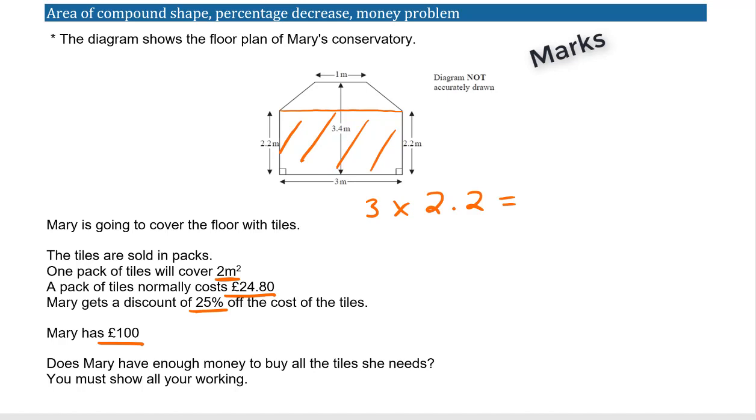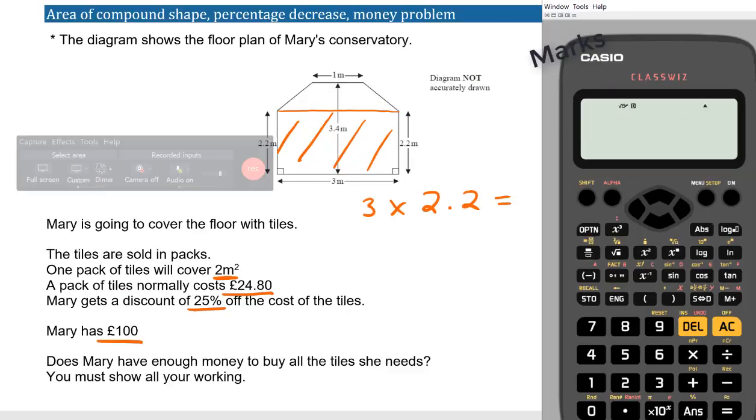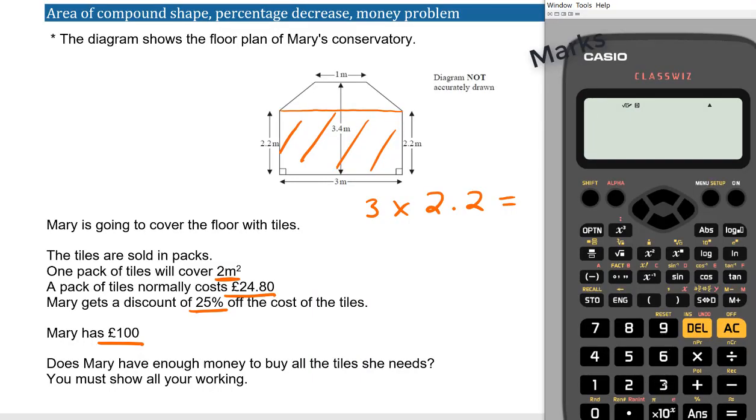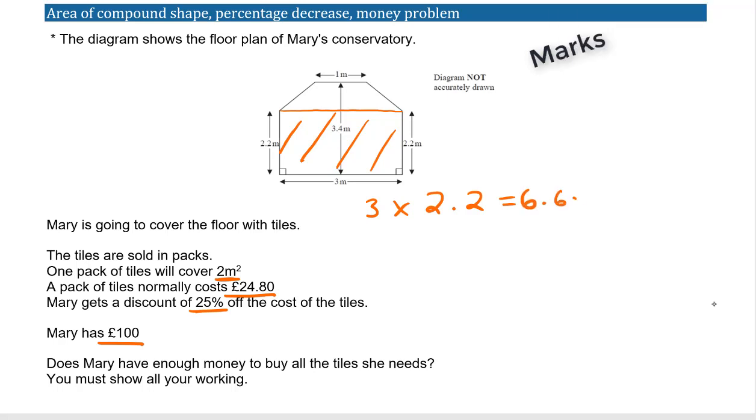So 3 times 2.2. Let's pull out my calculator. It is a calculator question. 3 times 2.2 gives us an answer of 6.6 meters squared. So that gives us 6.6 meters squared. And that's it, you've achieved your first mark. Well done, give it a tick if you got it right. Next we need to work out what the other part is, so this shape here. Now we can see this shape is a trapezium. Some people mistake the whole shape as a trapezium.